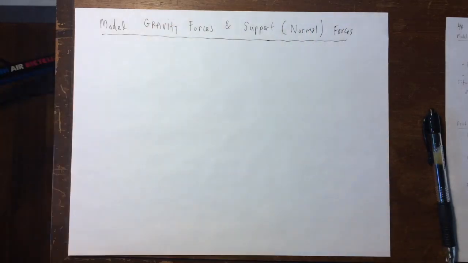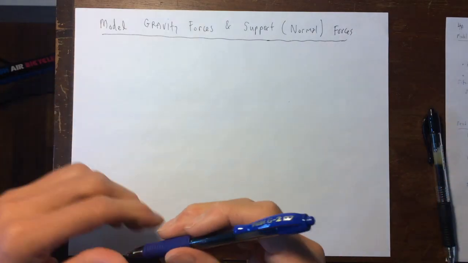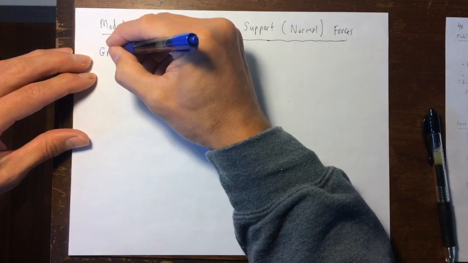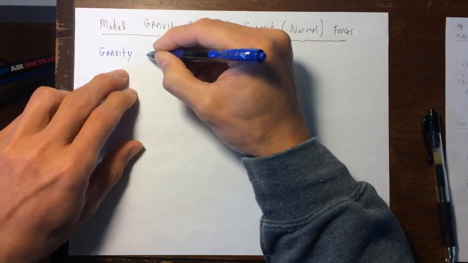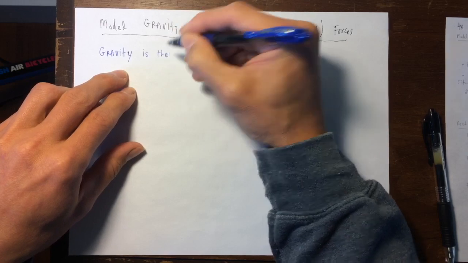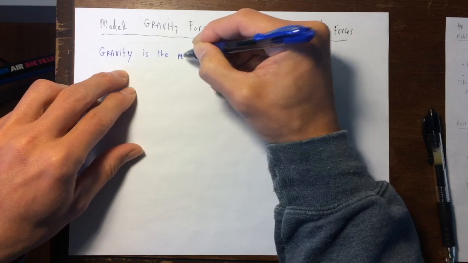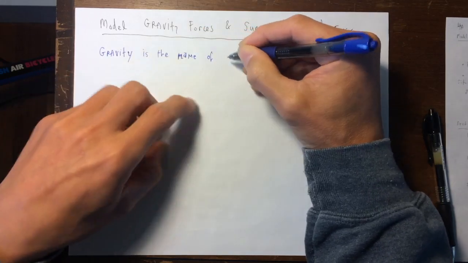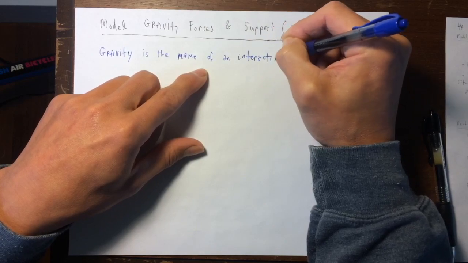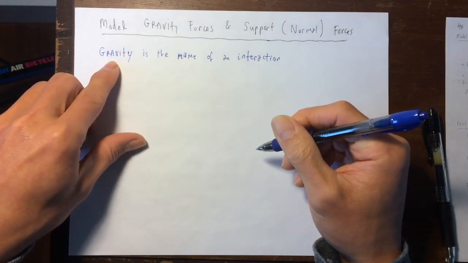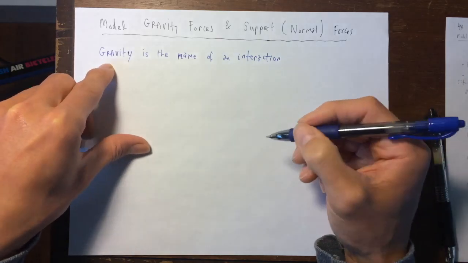So let's get to it. The first thing that I'd like to point out is gravity is a special word. In fact, it is the name of an interaction. That is, we say that two massive objects have gravitational interactions, like attractive ones.